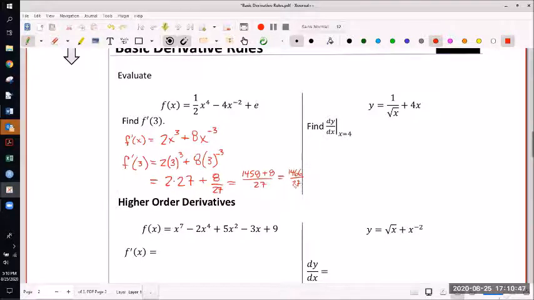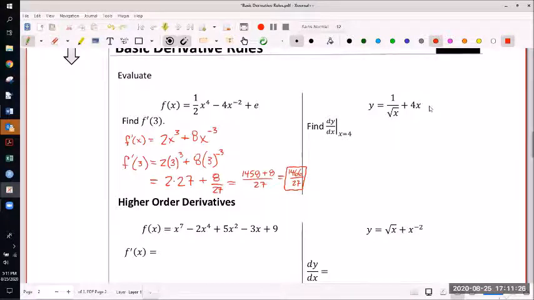And these don't have any common factors. The factors of 27 are 3 times 3 times 3. And 1466 is not divisible by 3. So that's the simplest I can make that fraction.